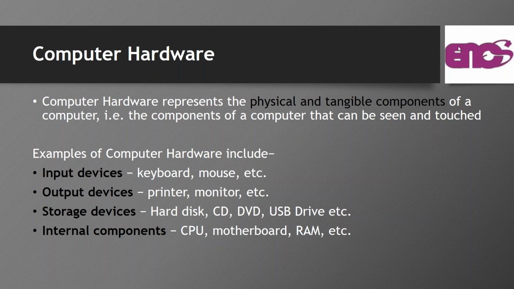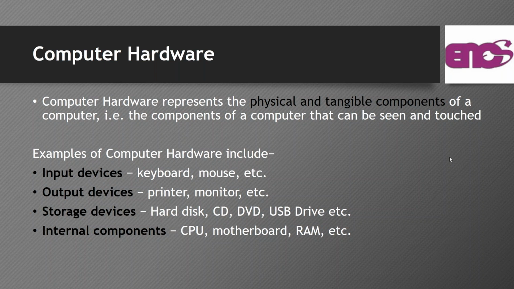Okay, so we have input devices such as your keyboard, your mouse, whatever it is that you use to enter data into your system is your input device, from the word input. There's also output devices such as your printer, your monitor, the things that display the results of whatever it is that you've put in and has been processed by your system. Then you have storage devices such as your hard disks, your CDs, DVDs, USB. You have internal components such as CPU, motherboard, and RAM. So these are majorly examples of computer hardware.